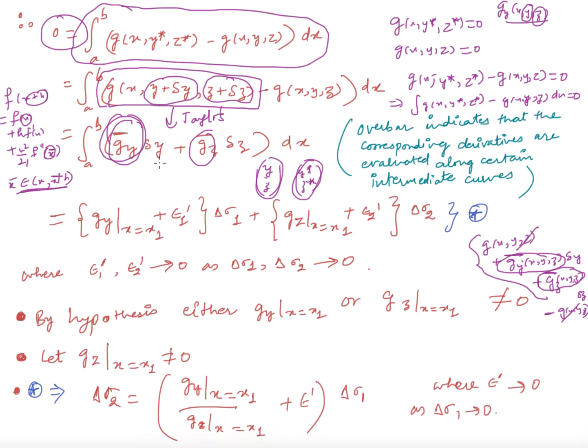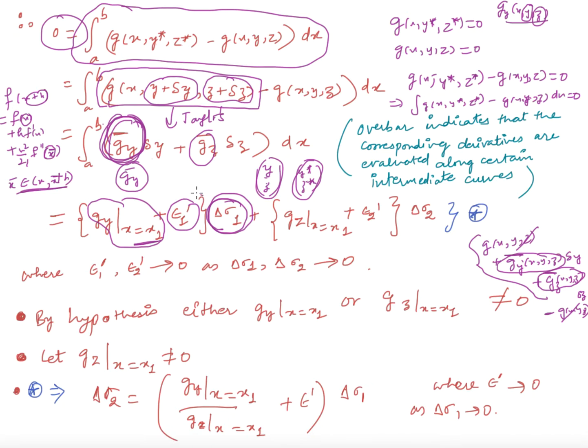So now I want to find this integral. I assume that this is this gy bar. I am taking this thing as constant in the interval a to b. So I am taking its value as the value at the point x1 plus something which goes to 0. If this thing is constant, and I assume that constant is equal to the value of gy at x is equal to x1, then I will be left with the integral from a to b of delta y dx, that is nothing but delta sigma 1, the area between delta y and the x axis, right?